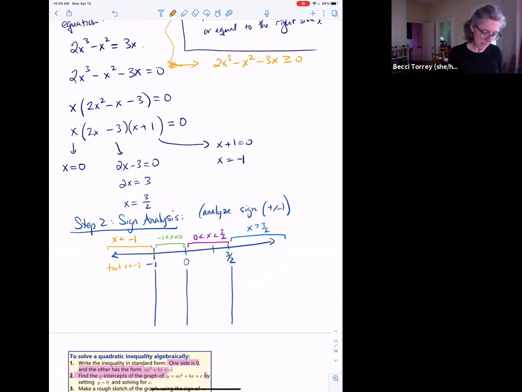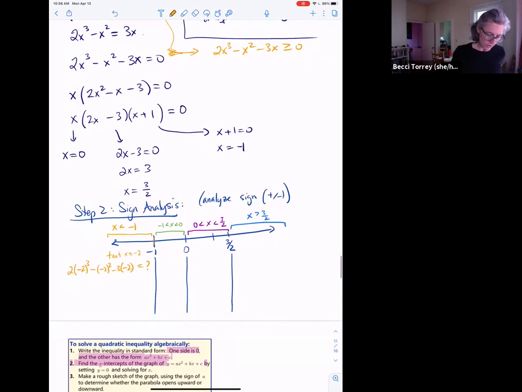So I'm going to plug this in to here. So I'm going to plug it into this thing. 2 times minus 2 cubed minus minus 2 squared minus 3 times minus 2. Ugh. What is that equal to? Actually, I don't care. I don't want to know what that's equal to. So instead, I'm going to look at the factored version of this.